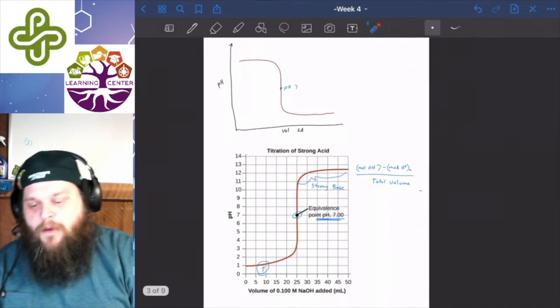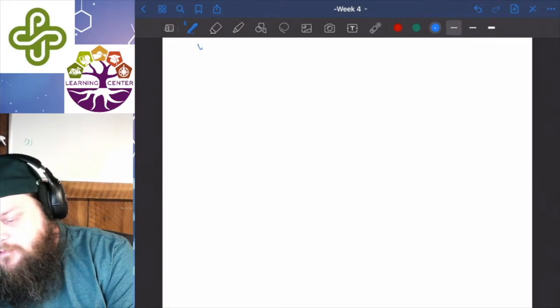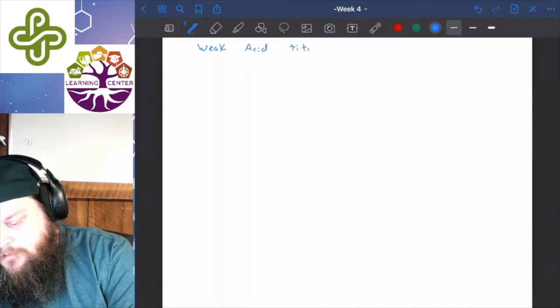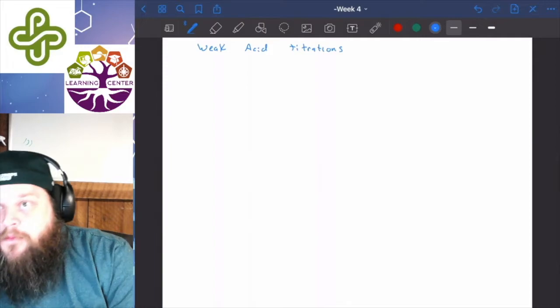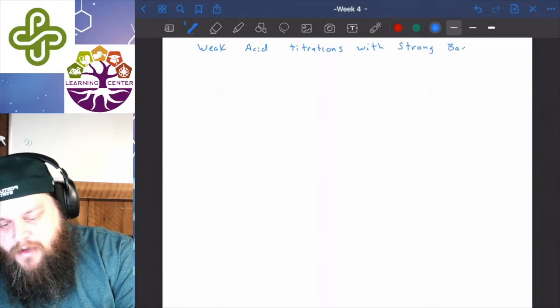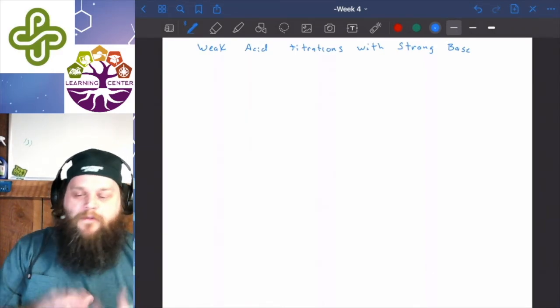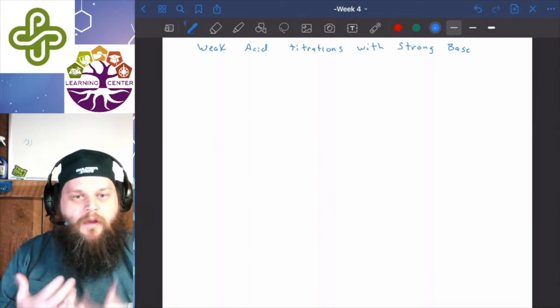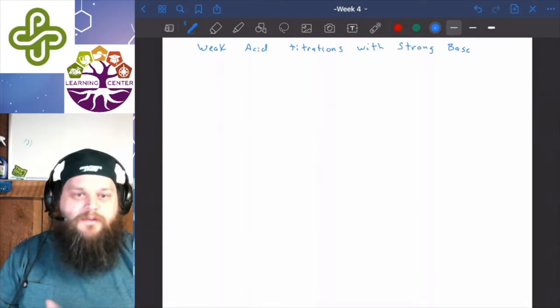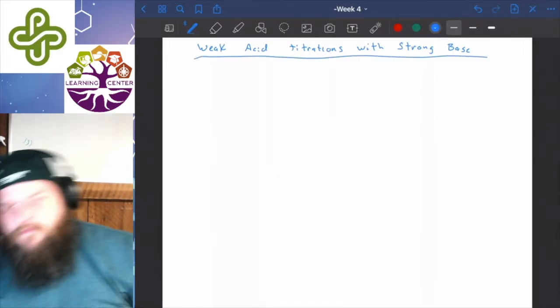So let's talk more about weak acids and bases, or weak acid titrations. And we're titrating this with a strong base. Usually you titrate with a strong base that you know the molarity of, and you use it to find the molarity of the weak base, or basically the concentration of the weak acid in this case, is what you would be trying to find.